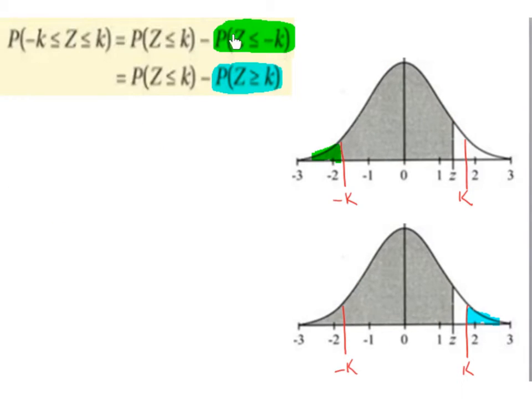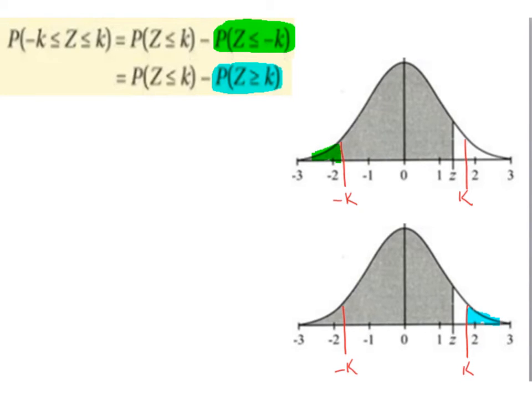Next, we said that the probability that z is less than or equal to minus k is the same thing as the probability that z is greater or equal to positive k. So the probability that z is less than or equal to minus k would be this. This is minus k and this is less than it. And the probability that z is greater or equal to k is going to be this. If this is k, this is greater than it. And they are clearly the exact same area.